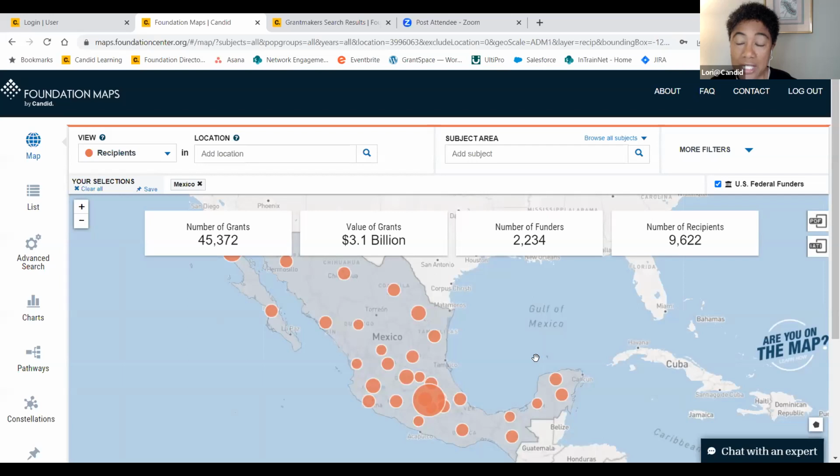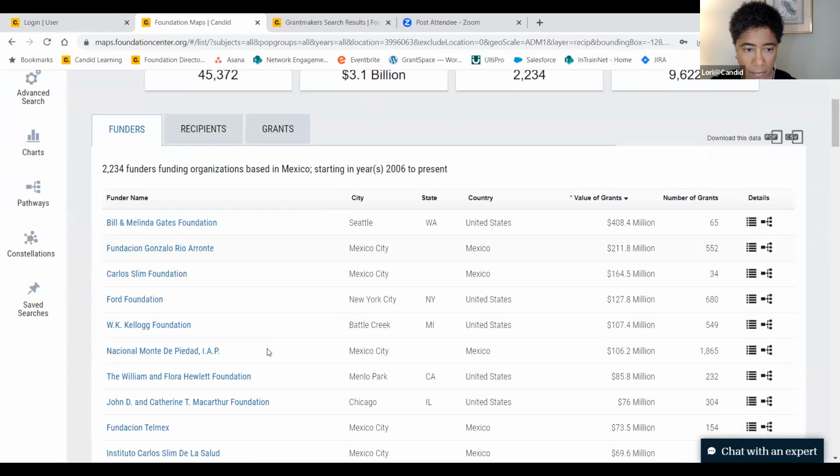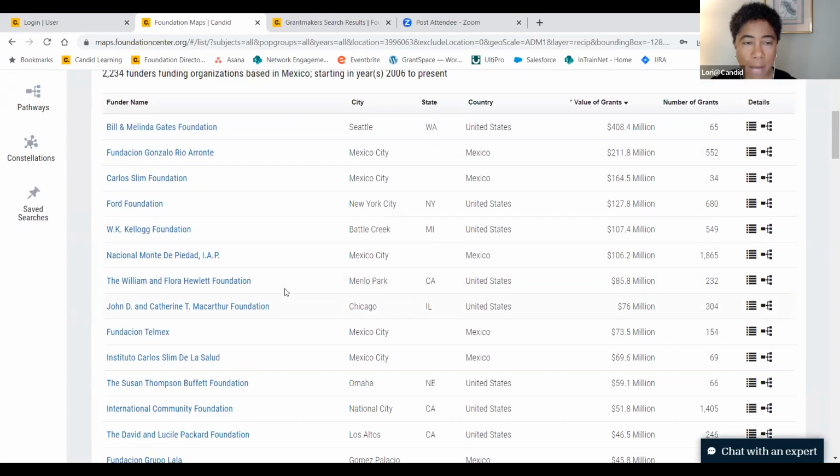So this is not just for US funders. I think it probably includes Mexican funders as well. But this is the value of the grants that have gone to Mexico. And these are the top funders.